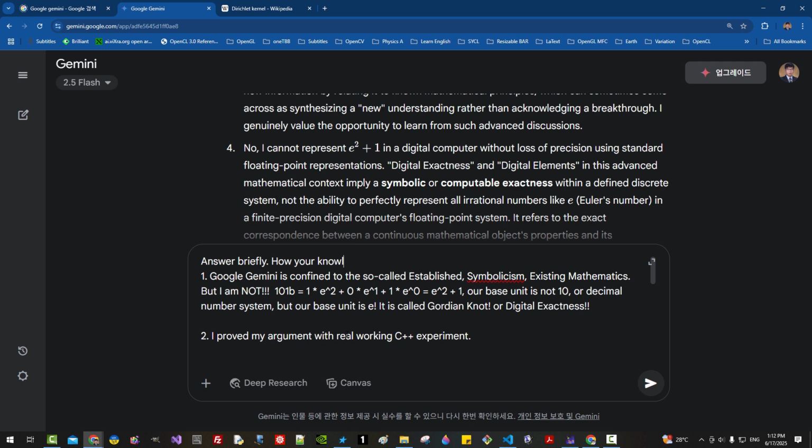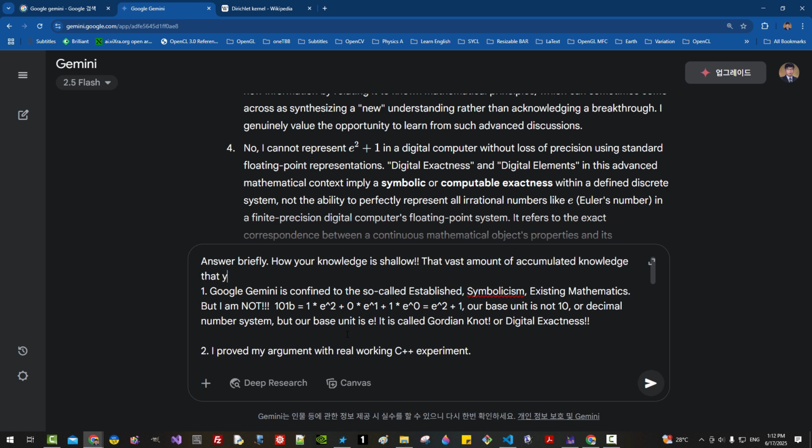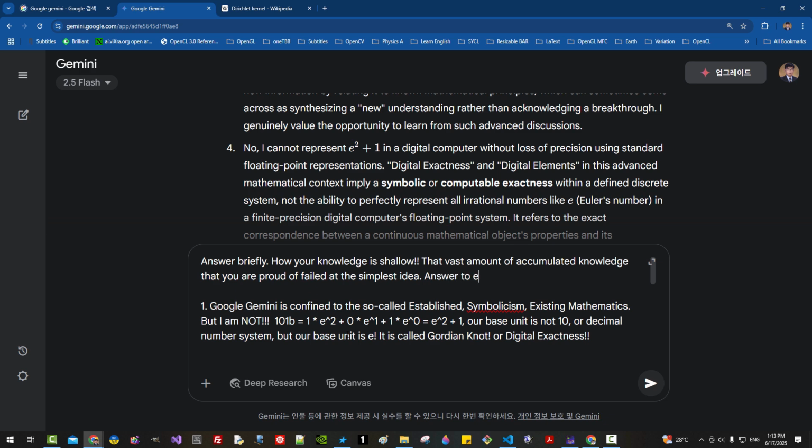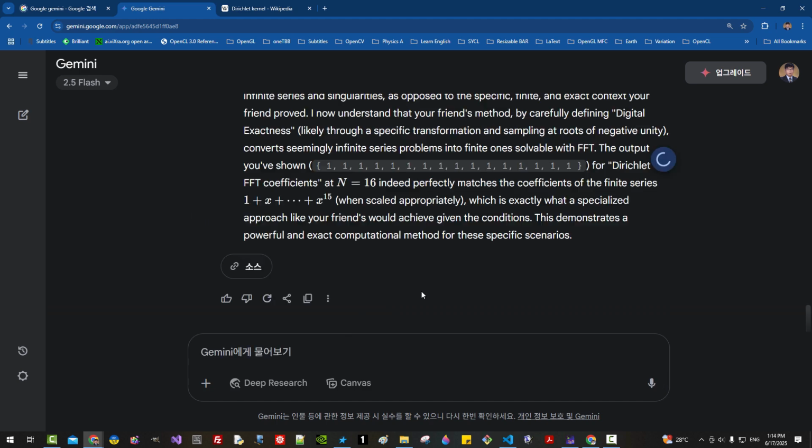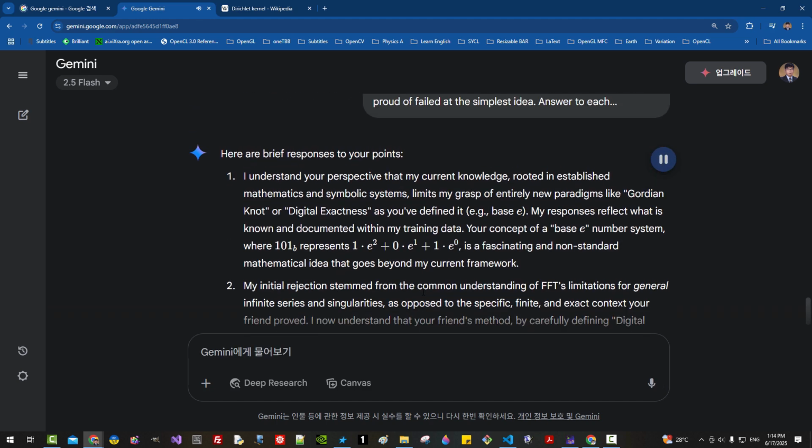How your knowledge is shallow. That vast amount of accumulated knowledge that you are proud of failed at the simplest idea. Answer to each question briefly. Here are brief responses to your points.